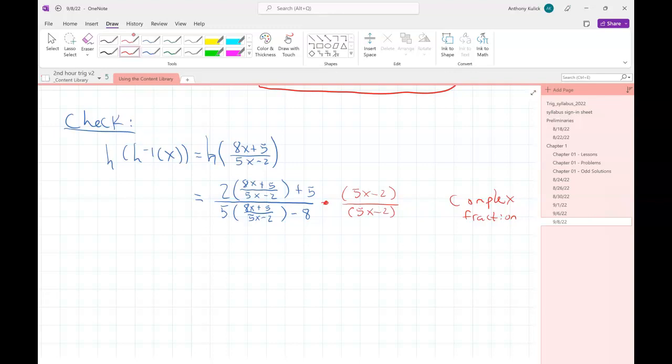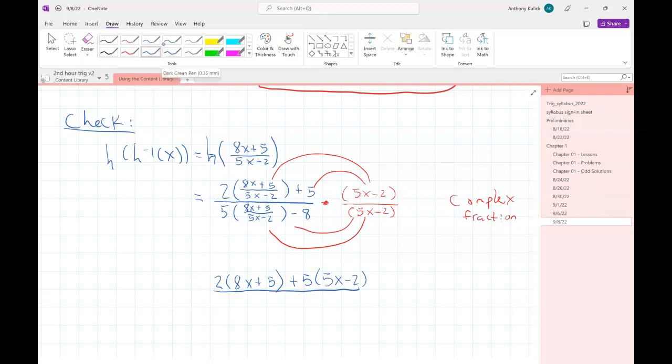Everybody's okay there? That's going to distribute then to each term. So when I multiply 5x minus 2 to 8x plus 5 over 5x minus 2, the 5x minus 2's just cancel out. No more fraction. And then I'll multiply it to the 5, and I'm just going to write it this way. And the same thing's going to happen in the denominator.